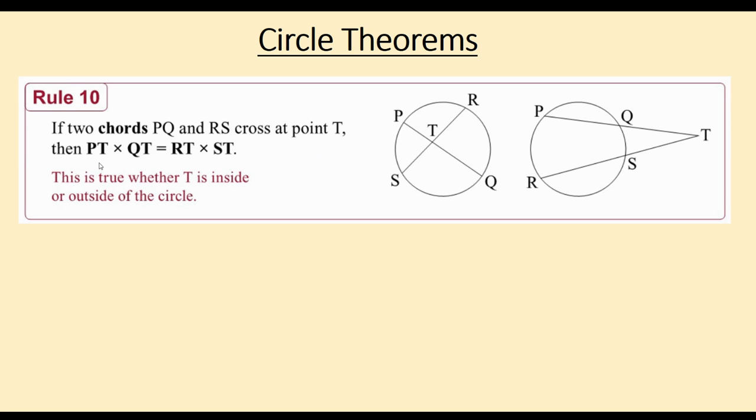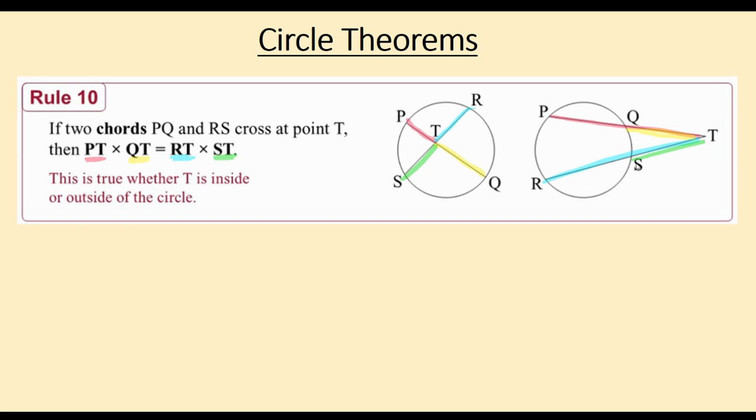Then we have this particular formula. So P to T multiplied by Q to T is equal to R to T times S to T. So this works, it doesn't matter if it's the inside circle one or the outside the circle one. That particular rule will work for everything. However, they're going to throw questions at you that aren't necessarily labelled with those letters, so you have to be in a position to be able to do that yourself. So it is important that you learn that formula and that you can recognise that the intersection of the lines is the point T. So that's the important bit on this one.